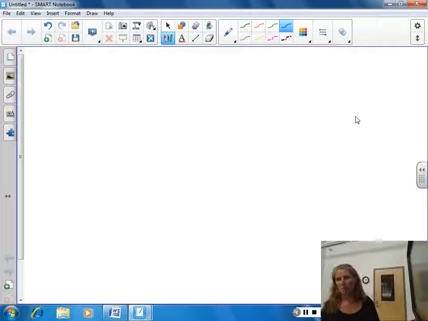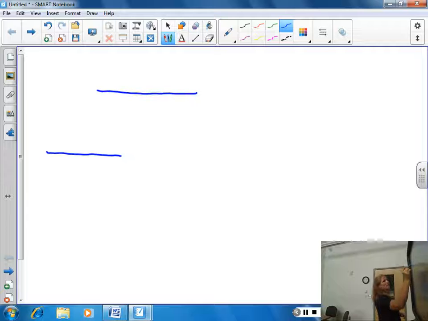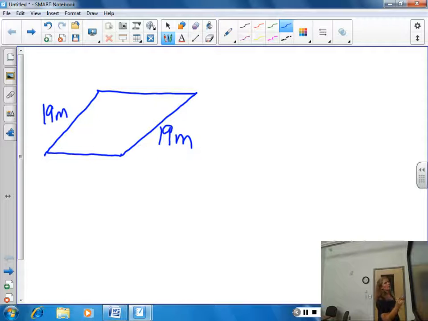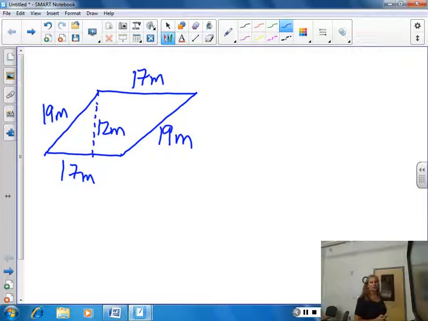This is like number 1 on your worksheet, and that's a parallelogram. I'm going to say that this is pretty poorly drawn, but 19 meters over here and 17 meters here and 12 meters here. What I'm asking you to find is the perimeter and the area.